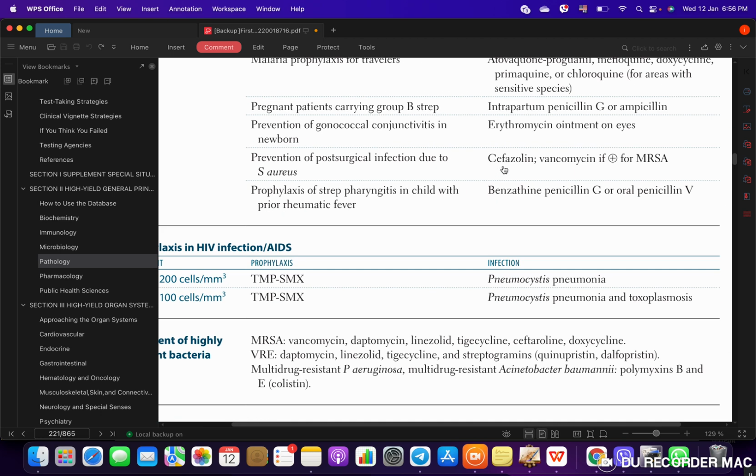Well, it's the cefazolin, okay? And vancomycin if it was MRSA. Prophylaxis for the strep pharyngitis in a child prior to rheumatic fever: with prior rheumatic fever, you can give the benzathine penicillin G or an oral penicillin V.